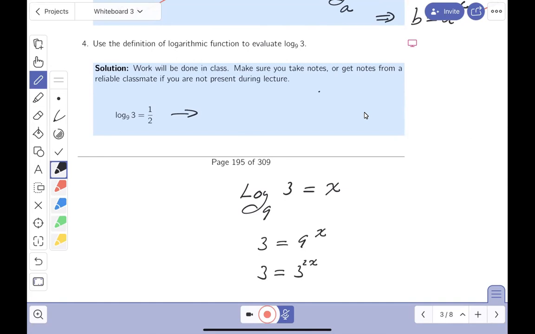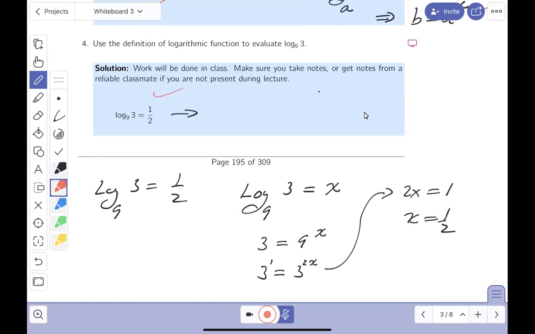All right. So I'm looking at that. I'm wondering what's the exponent on the 3 to the left? It would be 1. So what does this tell me? 2x has got to be 1. What does that mean? X is a half. All right. What does it mean? Log base 9 of 3 equals 1/2.